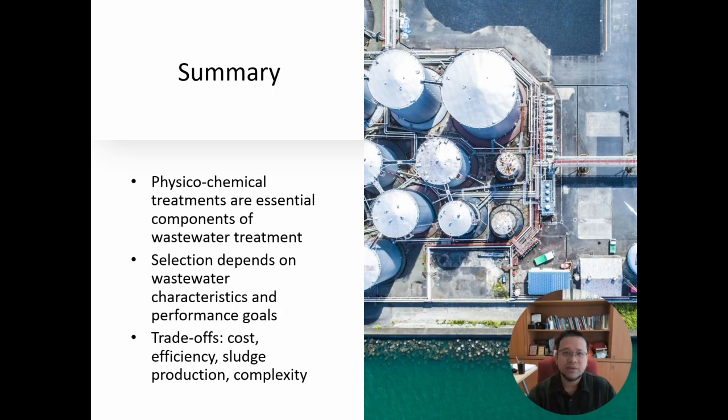To summarize, physicochemical treatments complement biological systems by targeting solids, colloids, metals, nutrients, and certain organics. The right method depends on wastewater characteristics and operational needs. When selecting a treatment method, engineers must balance effectiveness, cost, sludge generation, and complexity. Each process has trade-offs, but collectively, they form the foundation of effective wastewater management.